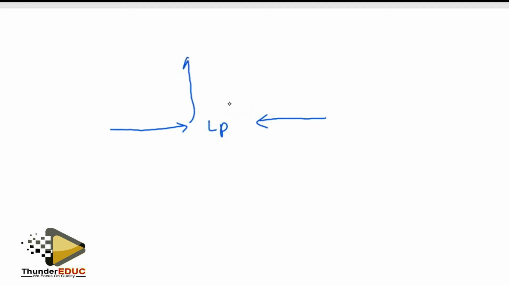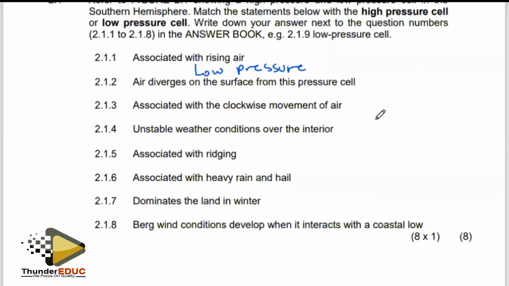Let's try to illustrate it here on our blank page. Because we know that in low pressure cells, air converges, then it's going to rise. This is low pressure cells. All right. So which makes our option for 2.1.1 to be a low pressure cell.